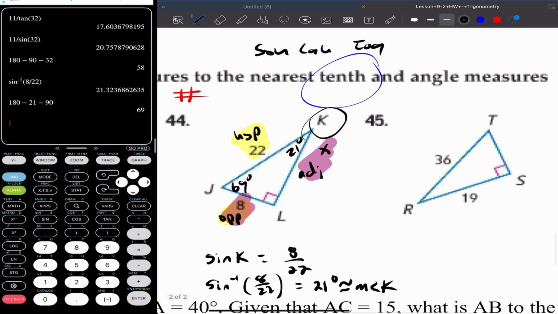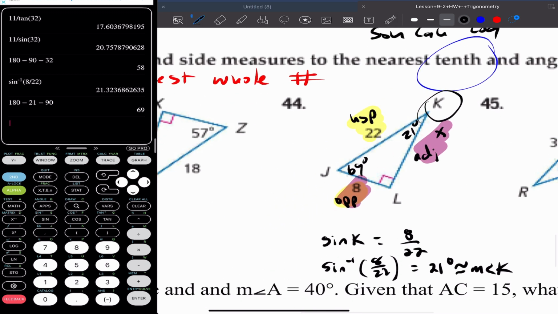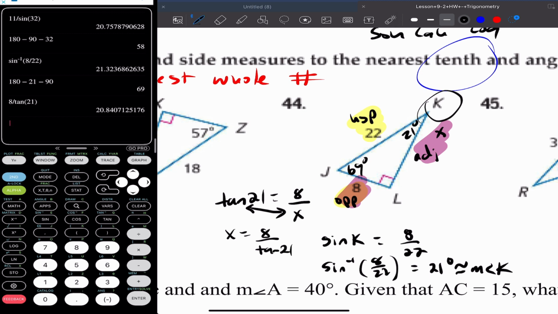So let me see where I can put my work. Again, I'm using opposite over adjacent, so that's tangent. So tangent of 21 is equal to 8 over x. Again, that's opposite over adjacent. X is in the denominator, so swap places with tangent of 21. So x equals 8 over tangent of 21. I put that in my calculator. That should be approximately 20.8.